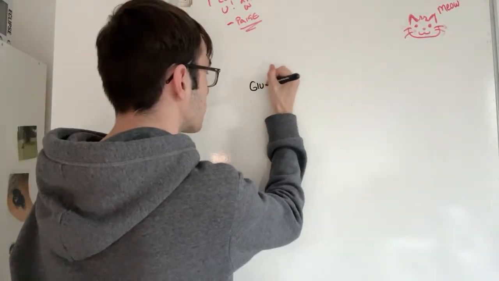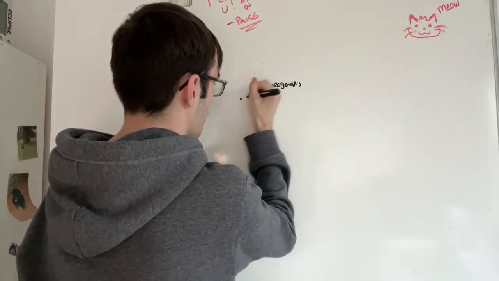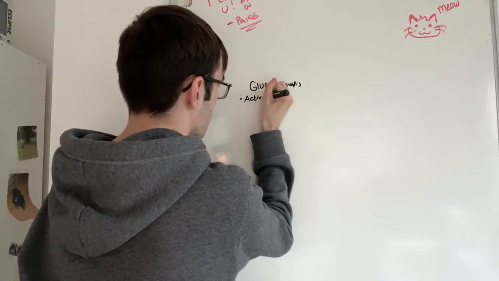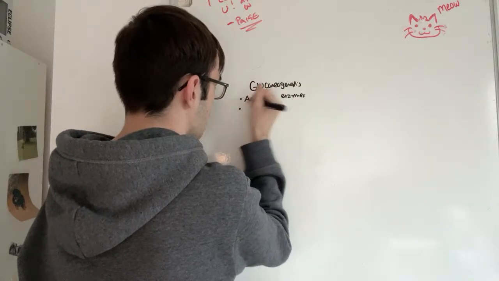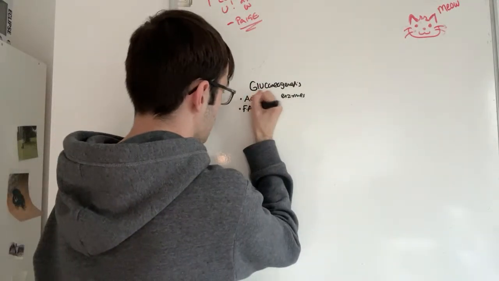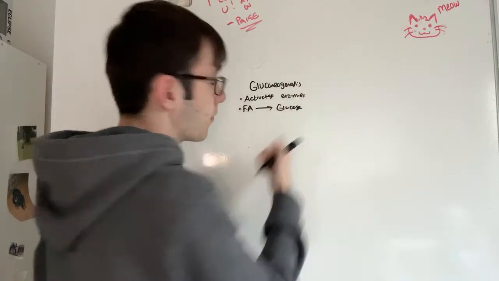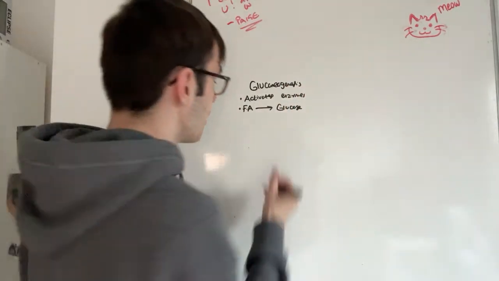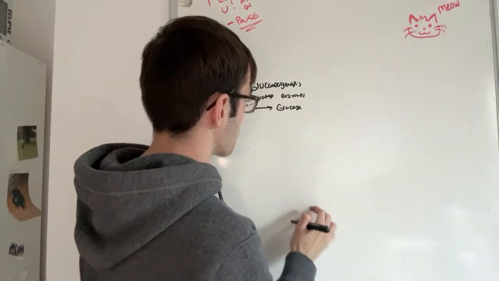Gluconeogenesis. So gluconeogenesis activates enzymes to convert, let's just pick a general example, fatty acids into glucose. That's it. Easy. Let's try the other ones, because there's some specific names here.